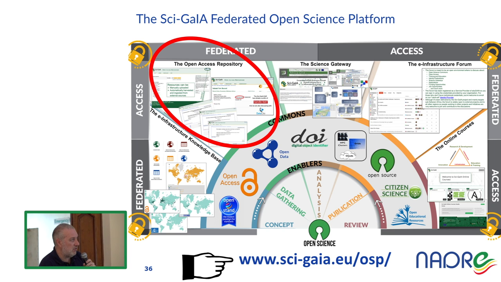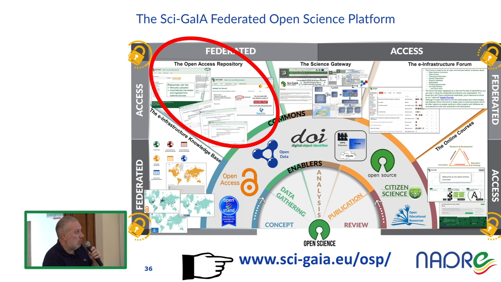So with these enablers, you can build commons. Commons means you can create a platform made of open bricks that you can rearrange the way you want. In this project, we came up with a linked open data infrastructure, a data repository, a science gateway, so a portal to execute applications on distributed infrastructure, a collaboration forum, and a platform for massive online open courses, the so-called MOOCs.